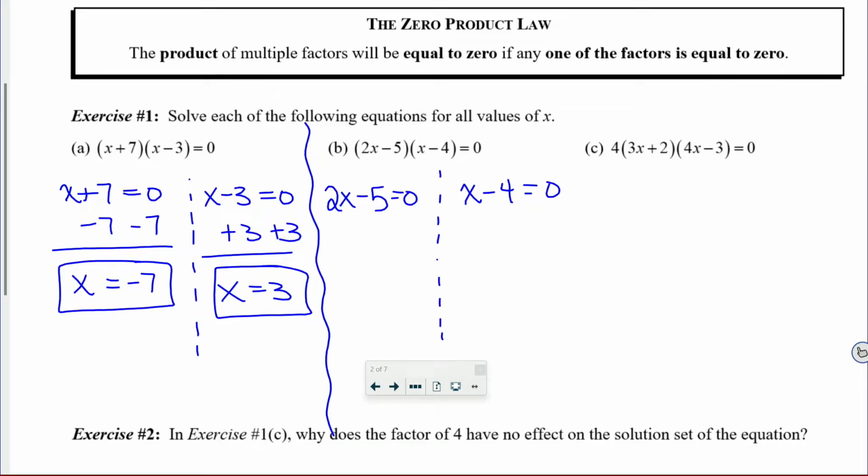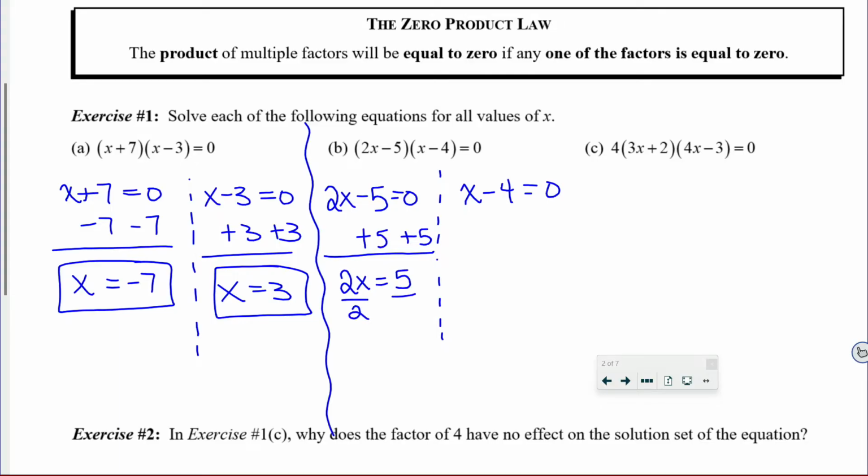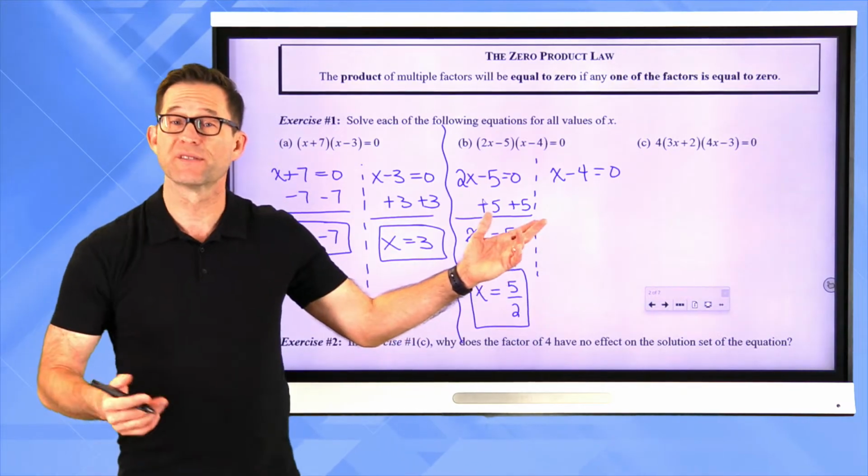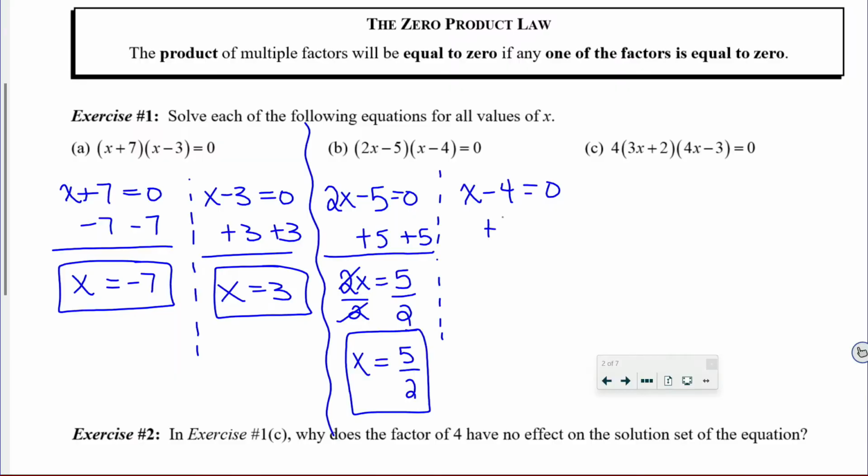I'm going to do a little dashed line here. Now 2x minus 5 equal to 0, that one's just a slightly more complicated equation. It's a two-step equation instead of a one-step equation. But that's the worst you'll ever look at in these kind of cases, is a two-step equation. So we get x is equal to 5 halves. And of course this one is simple. This is just our one-step equation. Add 4 to both sides, and we'll get x is equal to 4.